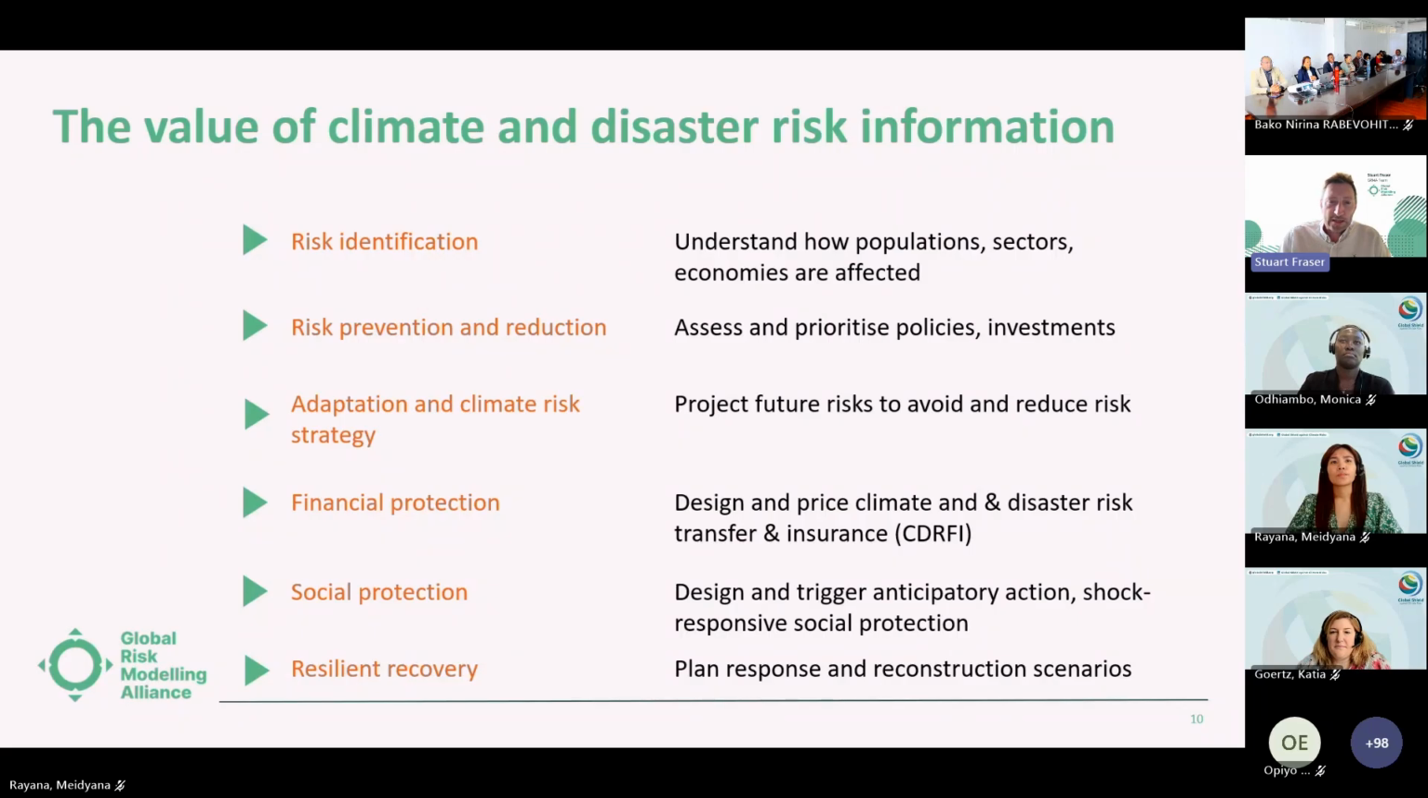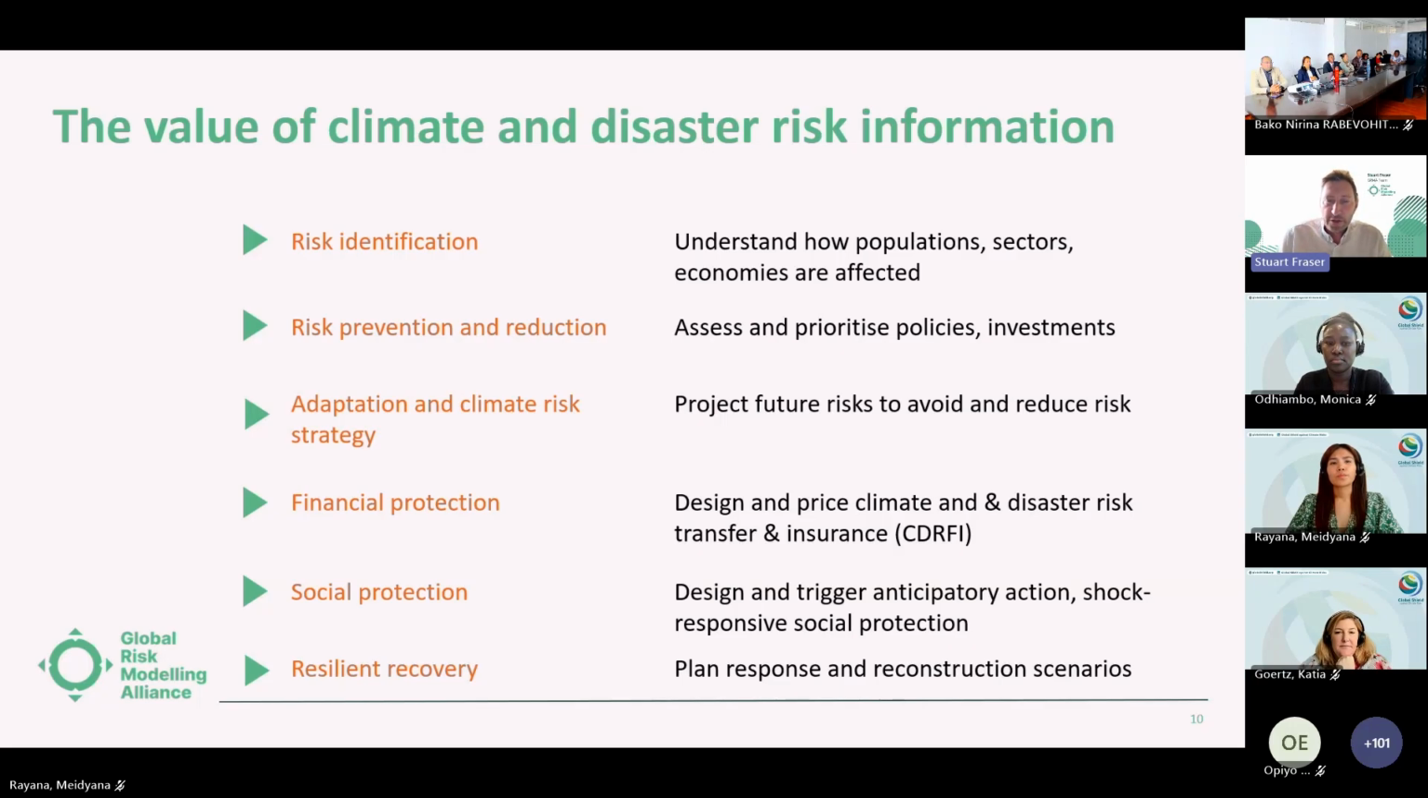We also use analytics heavily in the design and the pricing of climate and disaster risk transfer and insurance. So I'll use the term CDRFI for that through the presentation. It's also vital in social protection, anticipatory action using early warning systems and impact-based forecasting to respond earlier to disasters, and also in shock responsive social protection. And I know the audience had a few questions around how analytics can be used in those areas.